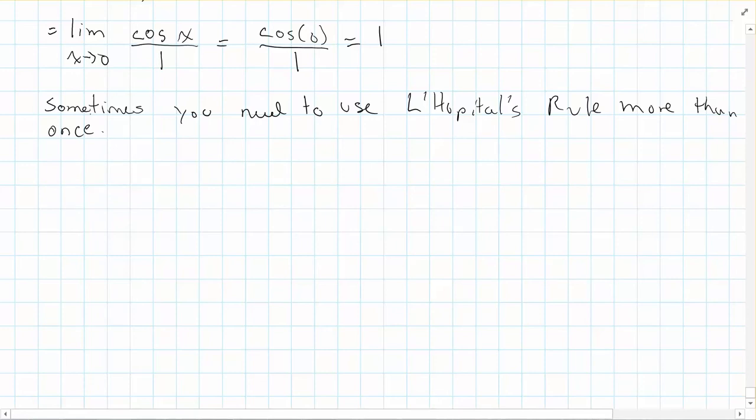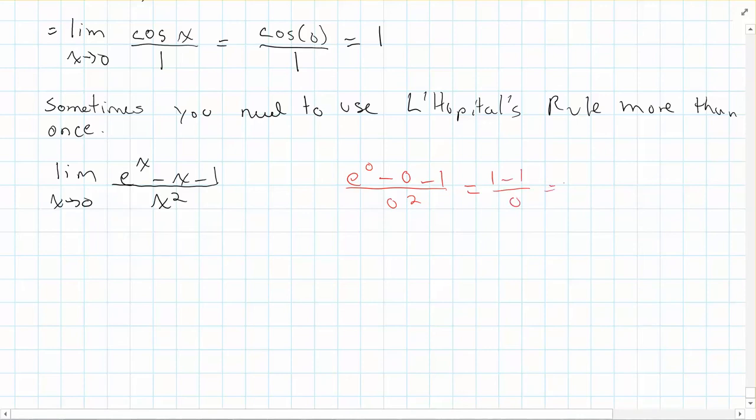Well, what do I mean by that? Well, let's look at an example here. So I've got the limit as x approaches 0 of e to the x minus 1 over x squared. So let's first check that we're in the right form. So if I do e to the 0 minus 1 over 0 squared, this would be 1 minus 1 over 0, which is 0 over 0 form. Okay, because you have to be in the 0 over 0 form in order for this to work.